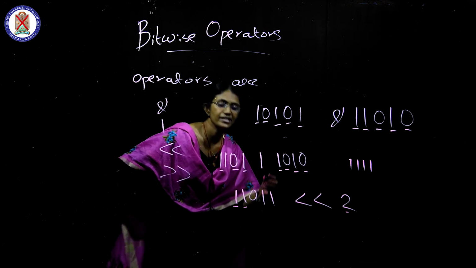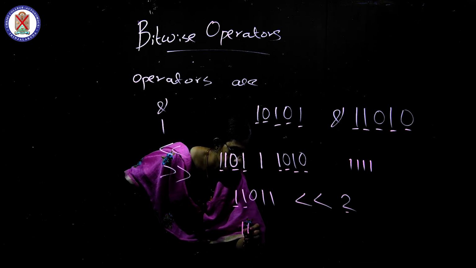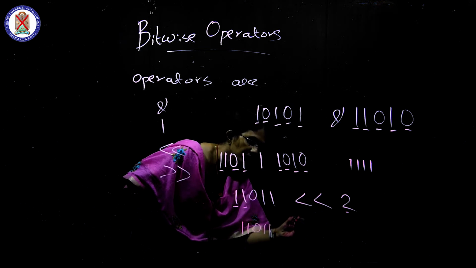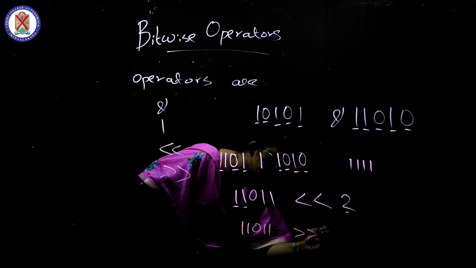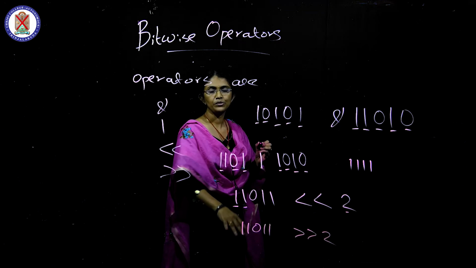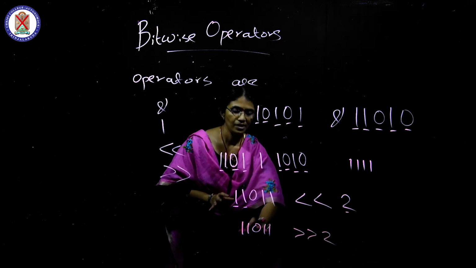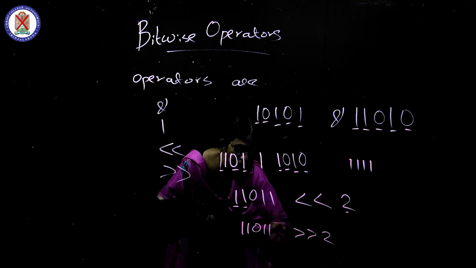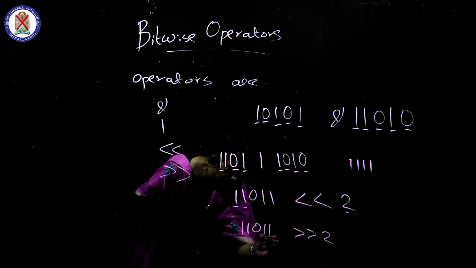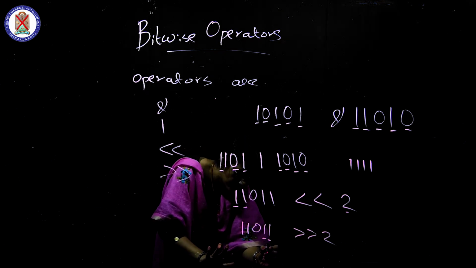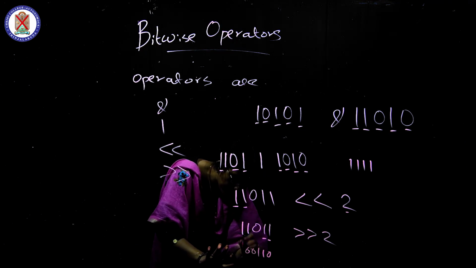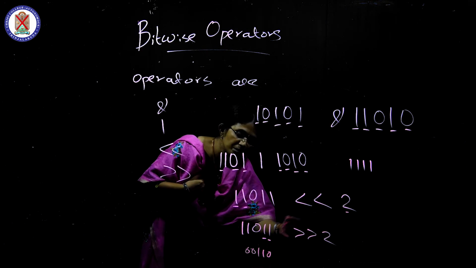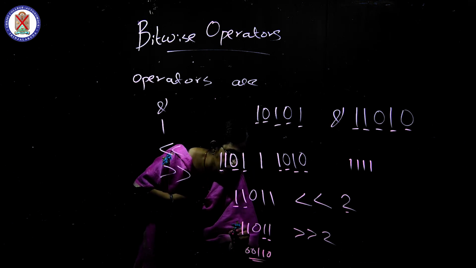Next, right shift. Right shift 2, so you have to right shift by 2 bits. Then these 2 bits are right shifted. The other bits are just forwarded, and it becomes like this. This is the result of a 2-bit right shift of this value.